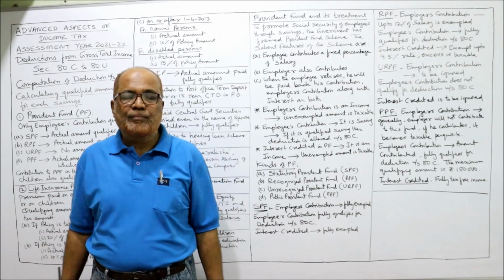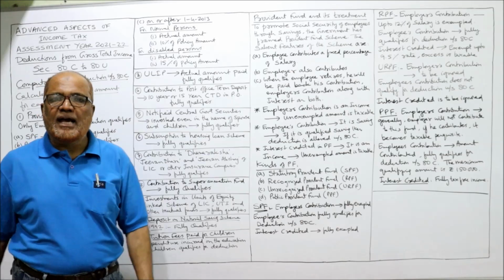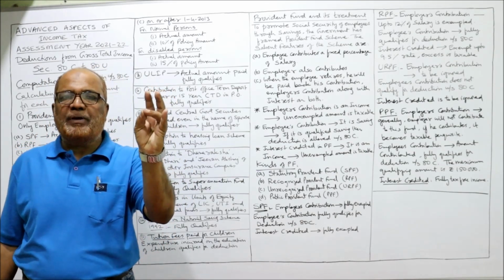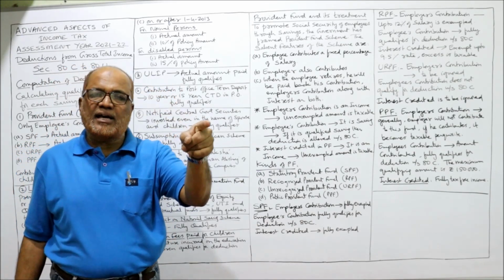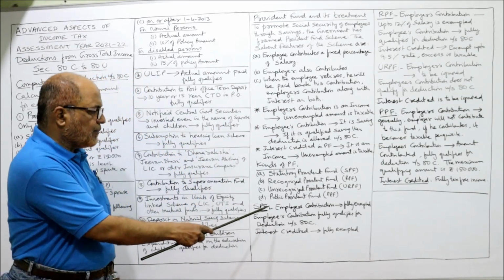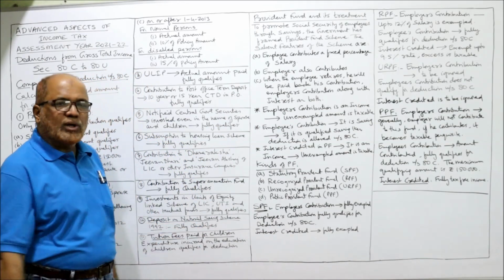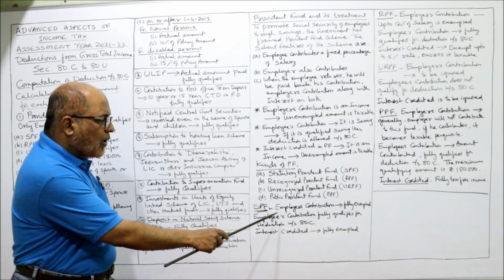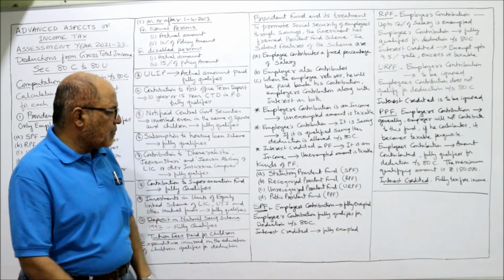They will get the deduction. So these are the 4 types: SPF, RPF, URPF, PPF. Statutory provident fund, recognized, unrecognized, and public provident fund. Now what are the rules? Statutory provident fund. Employer contributes, fully exempted.